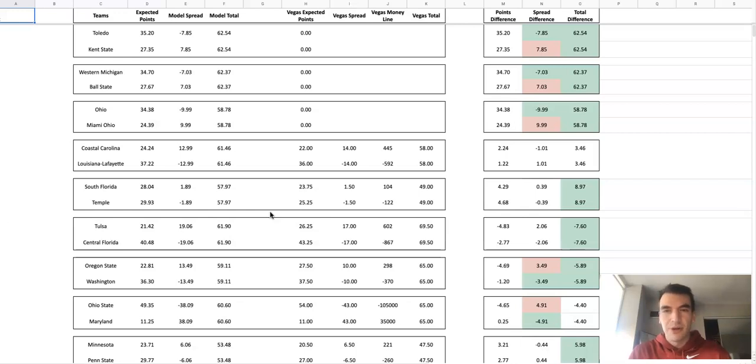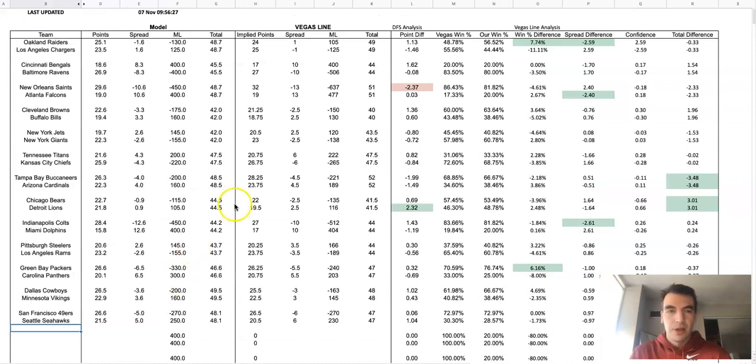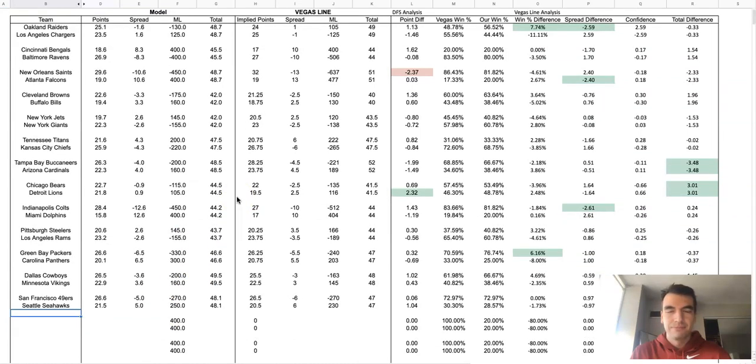So the last model I wanted to show you guys was the NFL model. It also looks similar to everything I do because I try to make it as simple as possible for you guys to understand. So for your teams, you have the points that I expect them to score, the spread off of that, the money line, and the total points. That gets compared to Vegas.